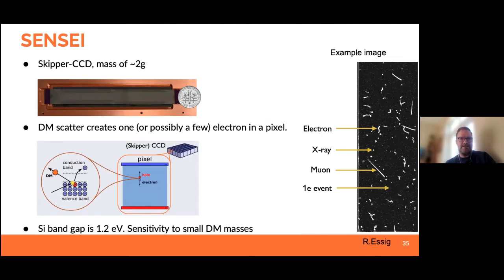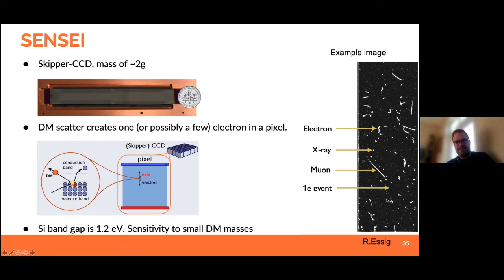dark matter scattering of electrons. And one recent experiment here is this Sensei, which is a CCD. Basically, what happens is you have a dark matter interaction with an electron in the valence band, and it just transfers sufficient energy to put it in the conduction band. And so the silicon band gap is 1.2 electron volts. So you become sensitive to even lower energy transfers, and therefore to even smaller dark matter masses.